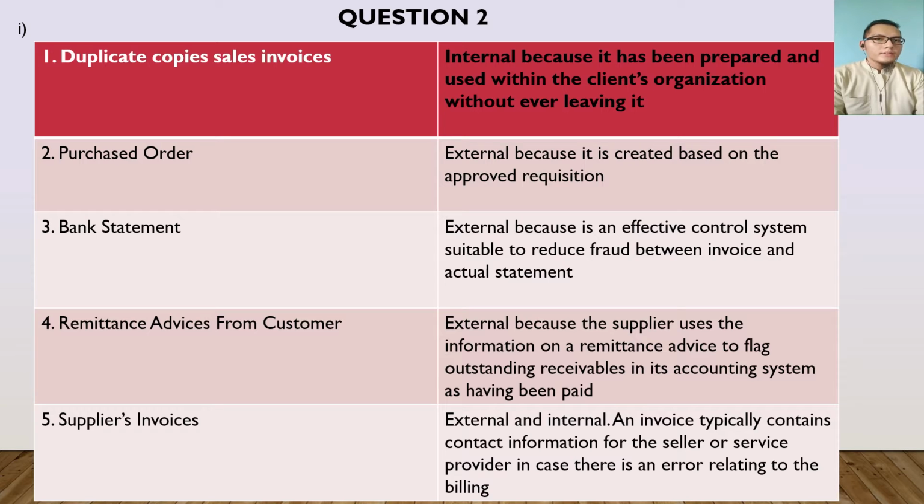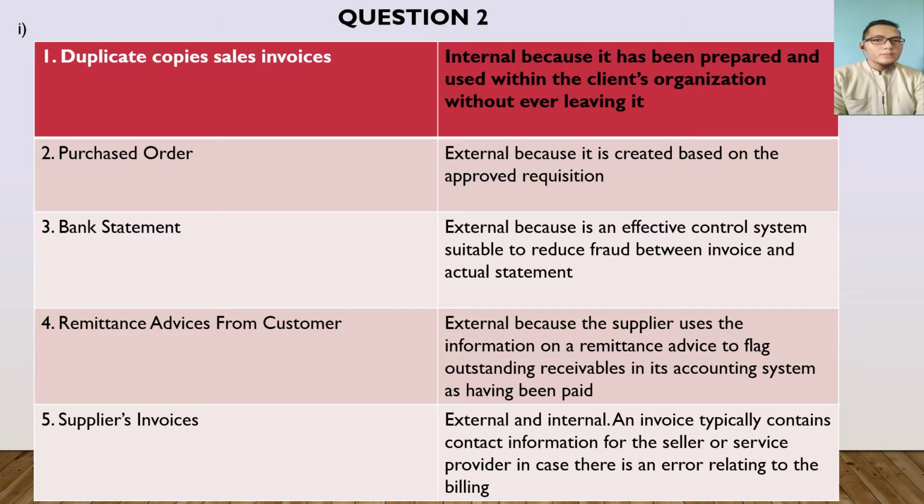So let's start with the first one. The question has given 10 examples of documentary evidence. The first one is duplicate copy sale invoice. A duplicate copy sale invoice is internal because it has been prepared and used within the client organization without ever leaving it. The second one is purchase order, which is external because it is created based on an approved requisition.